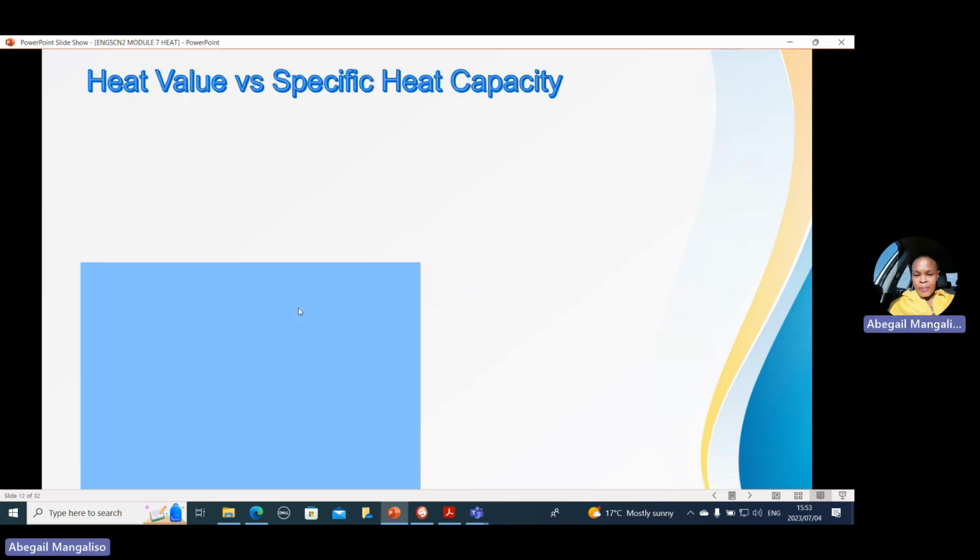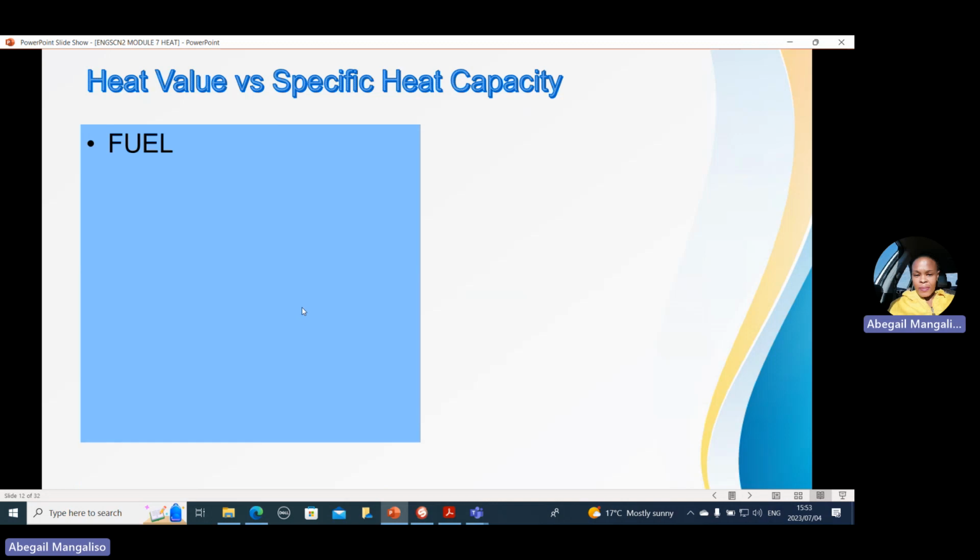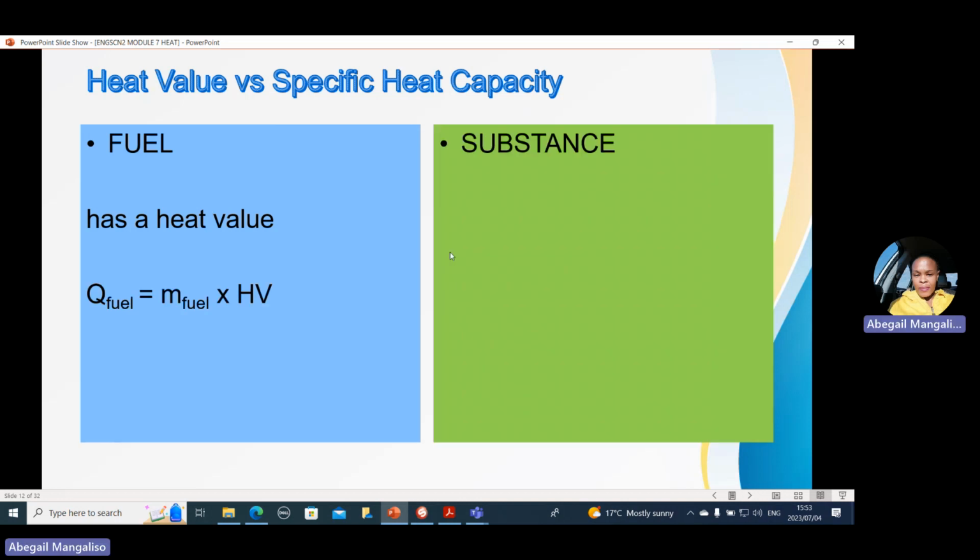Heat value versus specific heat capacity. So this is the comparison. A heat value is found in the formula of a fuel, but specific heat capacity we get in the formula of a substance. Fuel has a heat value. The formula is Q fuel equals m fuel times HV. So you cannot calculate Q fuel and take m from the substance. It must also be of the fuel. A heat value is of a fuel.